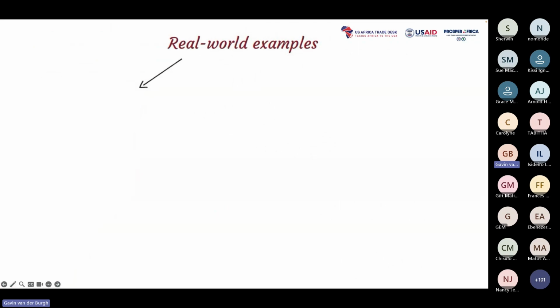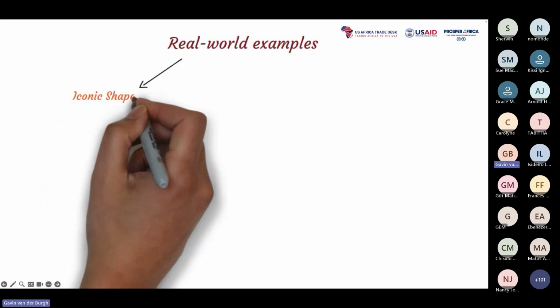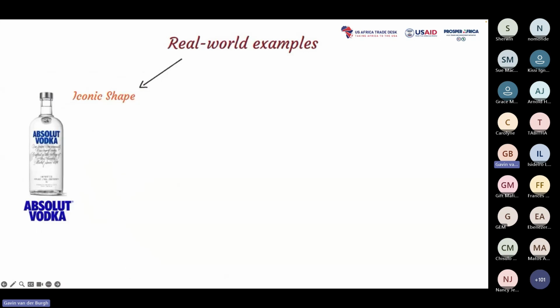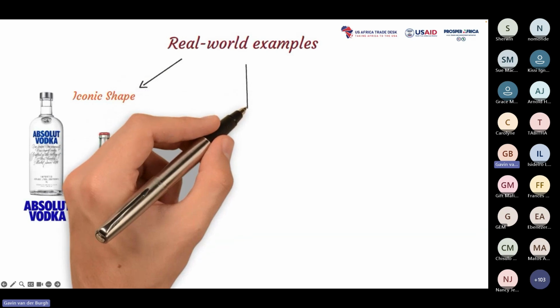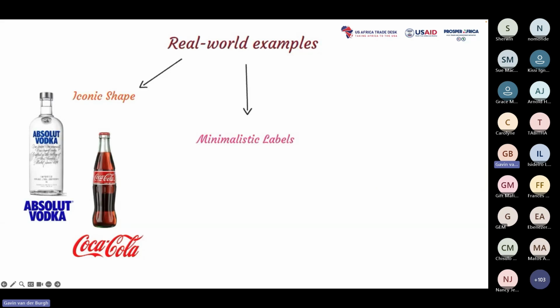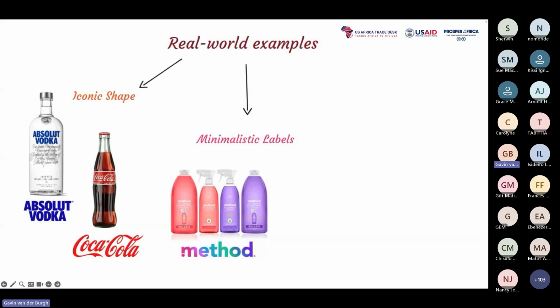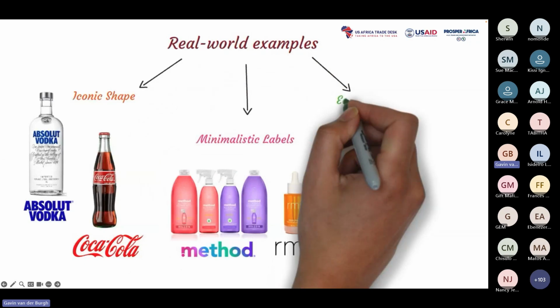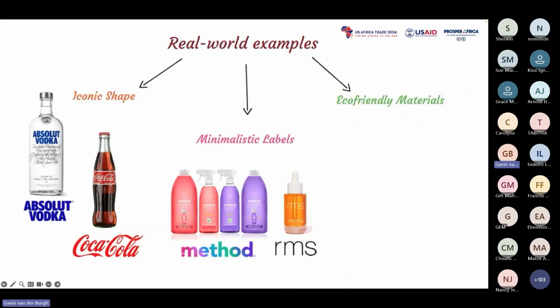So again, a couple of real world examples on what we're talking about. Let's have a look at something like the iconic shape of the Absolut vodka bottle or the Coca-Cola bottle. Both of those are well-recognized shapes of packaging. Another real-world example of a minimalistic label is something like Method, which is a brand here in the United States, or a brand like RMS. So very clean-cut colors, minimalistic. The name tells everything about the product itself. And then obviously eco-friendly materials.